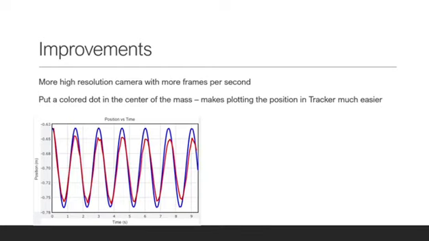So a couple ideas to improve for next time will be to re-record that video with a better camera so that a higher resolution can show the position of the mass more clearly, and more frames per second would yield more data points, and to put a bright colored dot in the center of the mass so that plotting its position in Tracker would be much easier and help reduce human error.